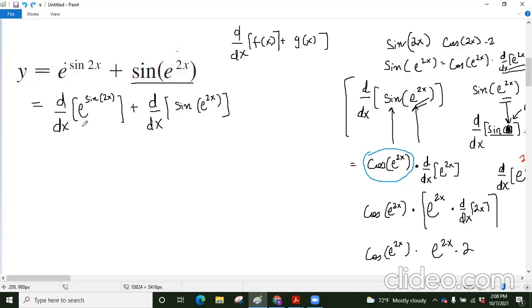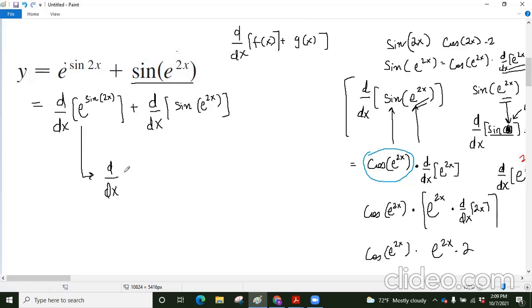So what we're going to do is go off to the side and find the derivative of e to the sine of 2x, and then we're going to do the same for the other one. We actually already did the same thing. So this comes down to taking the derivative of this and then adding it to the derivative of this. So, what is the derivative of e to the sine of 2x?